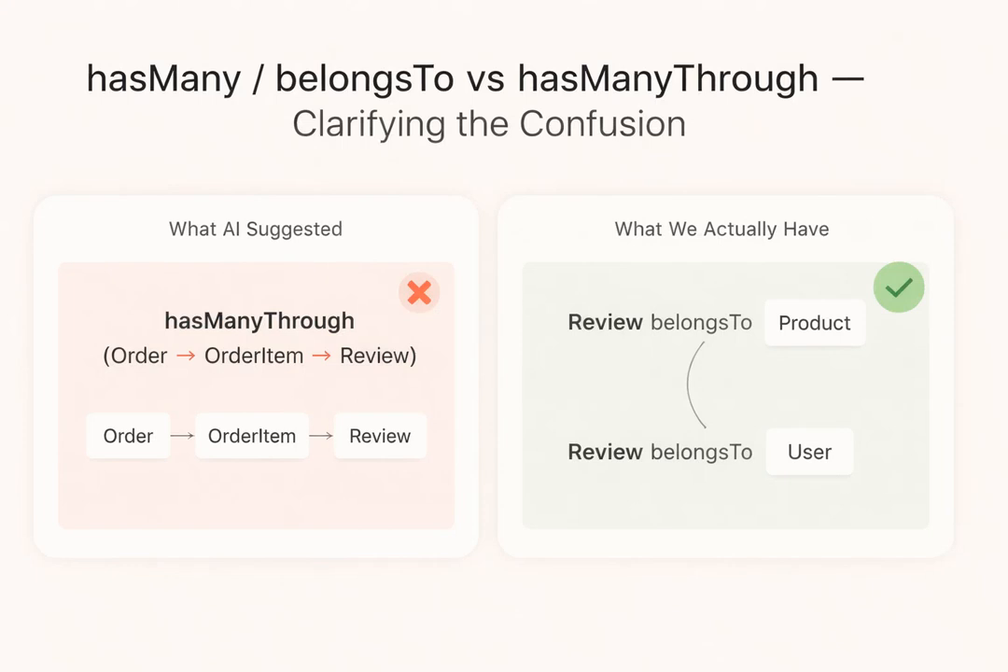The AI assistant suggested using a has-many-through relationship, linking order through order item to review. While that pattern exists in Laravel, it isn't what this project needs. Our reviews are linked directly to a product and a user, not through an order chain. Adding an order ID to the reviews table would mean changing the database schema unnecessarily. Since the database is already built and working, this change was deliberately skipped to keep things clean.